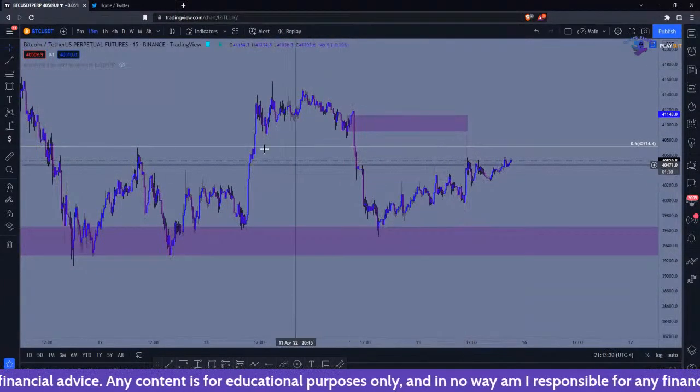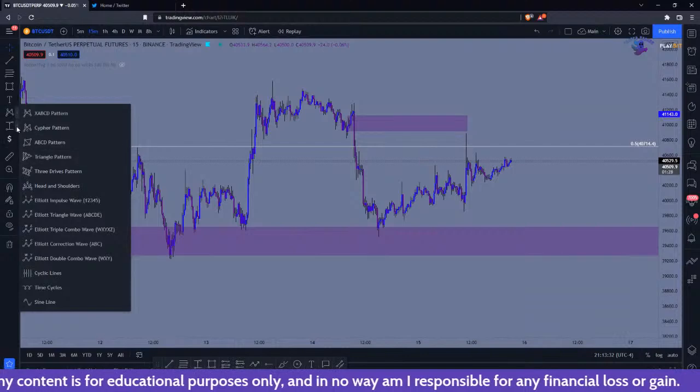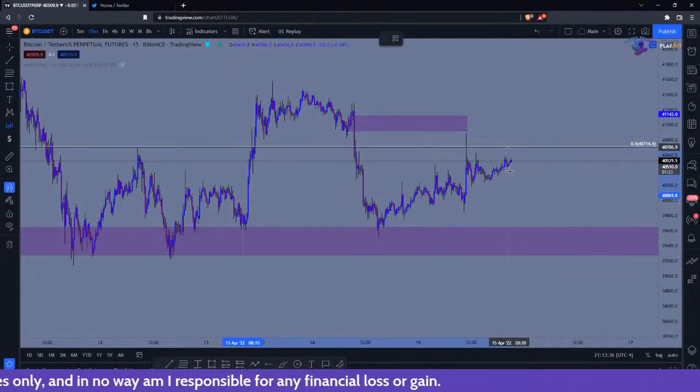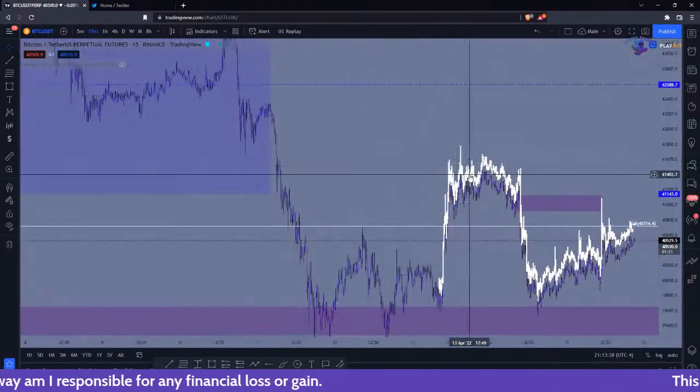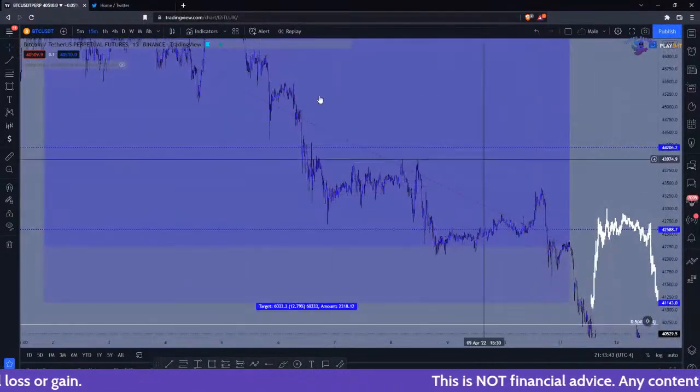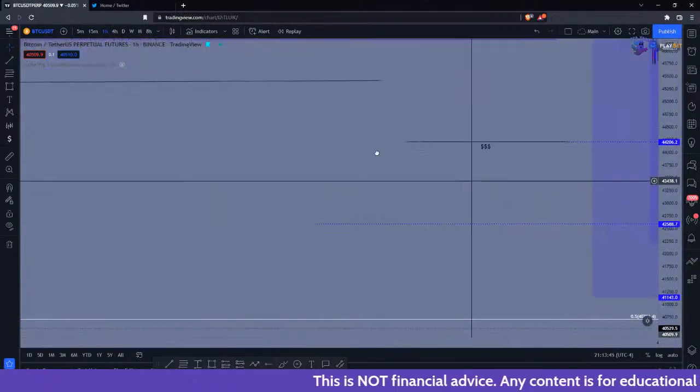Now, when we look at this price structure here, if we take a fractal of this, and we'll go back up here, and let's do this. It doesn't take an hour.